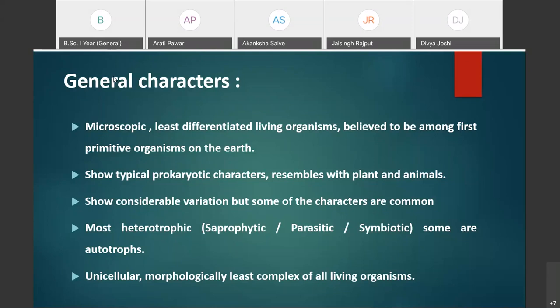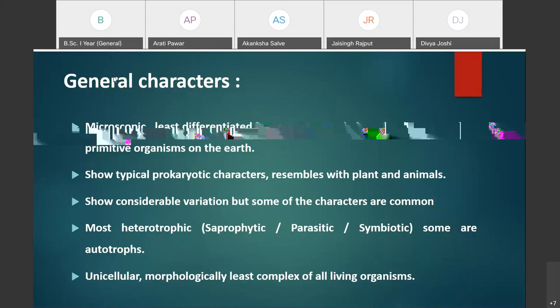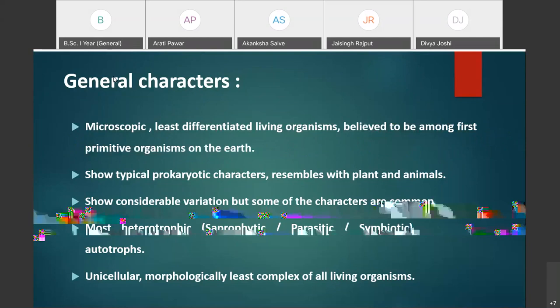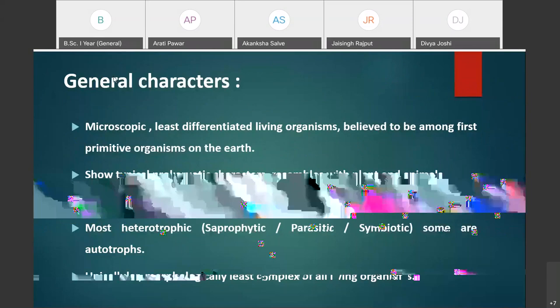Okay, then the third one is symbiotic. Symbiotic means these bacteria live in mutual affinity or mutual understanding with another living organism. Such an association is not harmful to either organism. Some bacteria live in symbiotic association, in mutual affinity or understanding, with the other living cell, and such bacteria are said to be in symbiotic association.